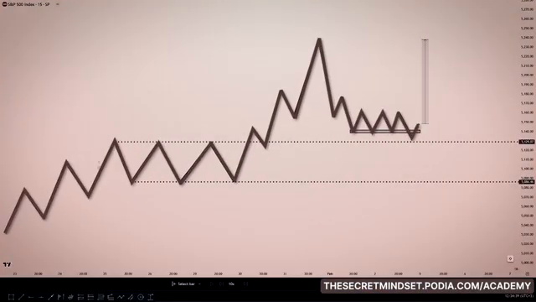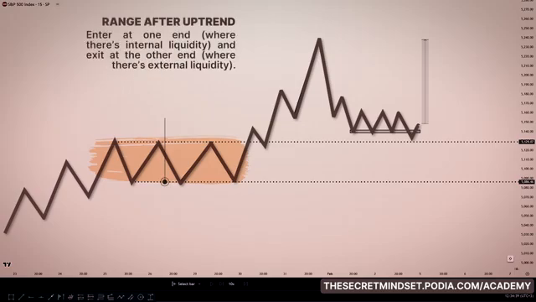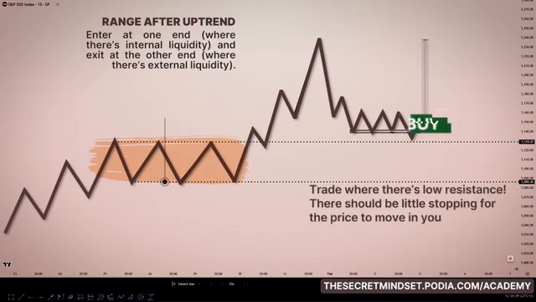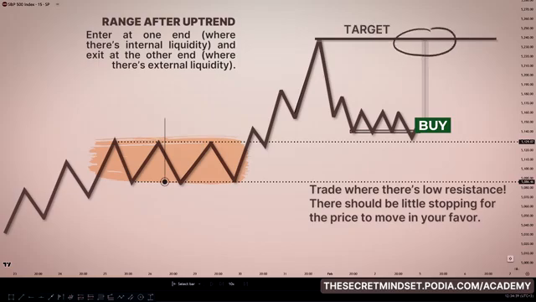Every time the market makes a new range, mark the high and low. If you're trading in this range, you might enter at one end, where there's internal liquidity, and exit at the other end, where there's external liquidity. Also, you want to trade where there's low resistance. This means there should be little stopping the price from moving in your favor.